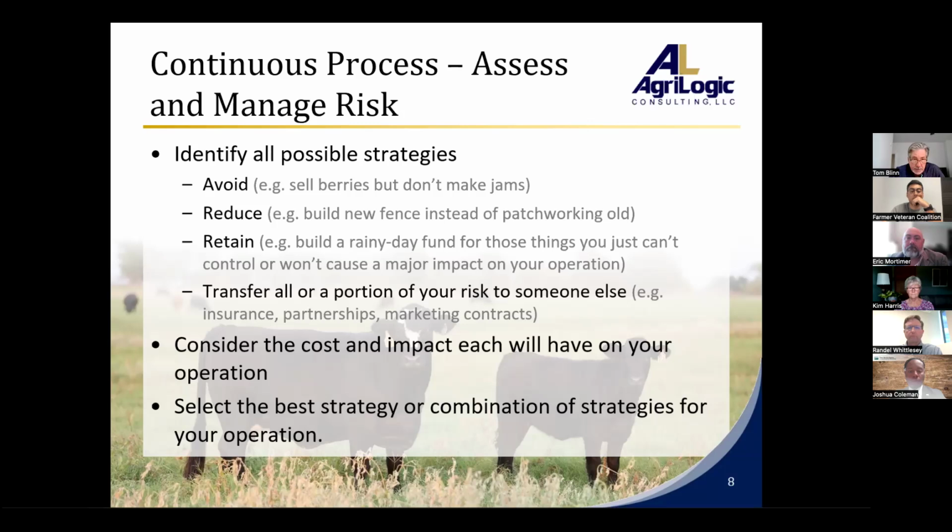Sometimes it may make sense just to retain risk. If the severity or the frequency is such that it's somewhat minimal risk to your operation, it may be a best strategy just to try to build up a rainy day fund and assume that risk on your own. And then, of course, there are other options of transferring risk, either through crop insurance or other liability reducing insurances, through property insurance, and those sorts of things.